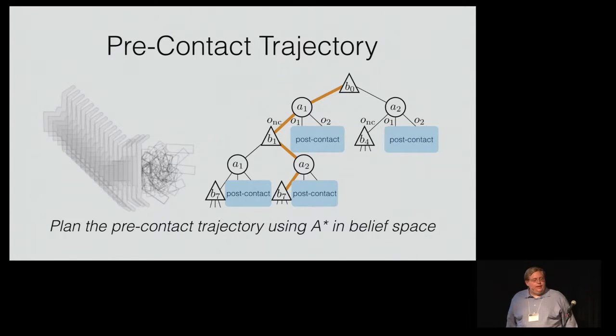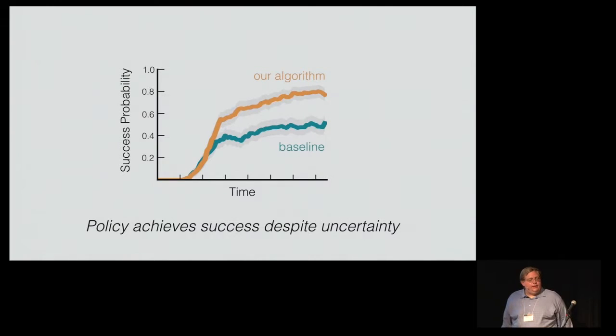In the paper, we have a proof that shows this decomposition has a bounded effect on the suboptimality of the overall policy. Additionally, we found that if you run a large number of simulations, our policy, shown in orange, significantly outperforms a baseline QMDP policy, which does not consider information gathering during planning.